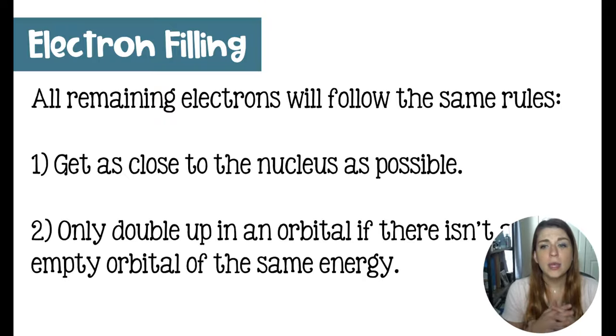So for the rest of the atom, the electrons are going to fill following these 2 rules. They are going to try to get as close to the nucleus as possible, and they are only going to double up and share a room if they absolutely have to. They want to find empty orbitals that are of the same energy, but when they don't have an empty orbital, they'll double up in an effort to be closer to the nucleus.